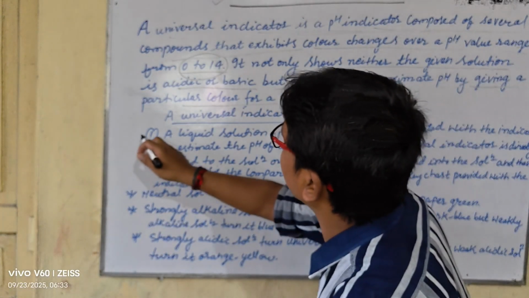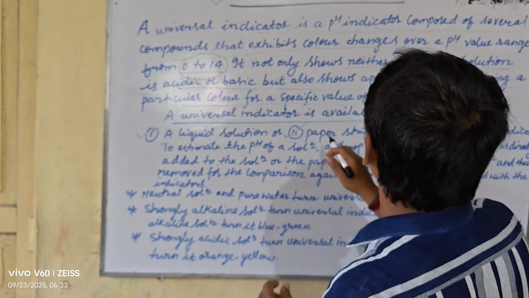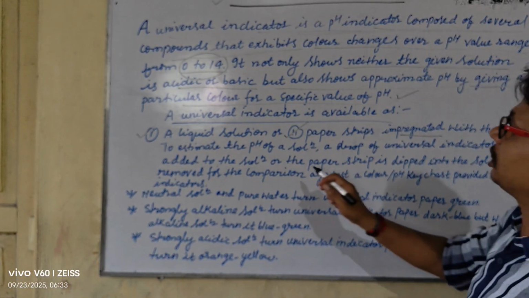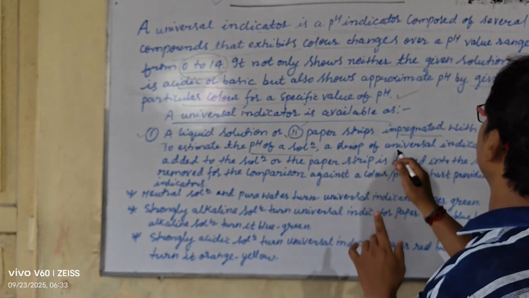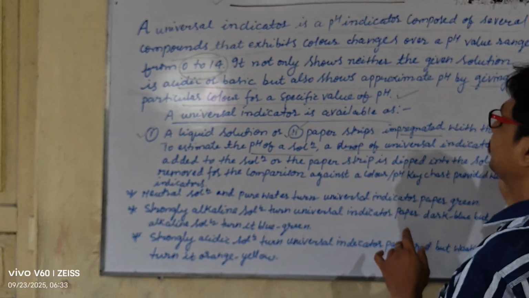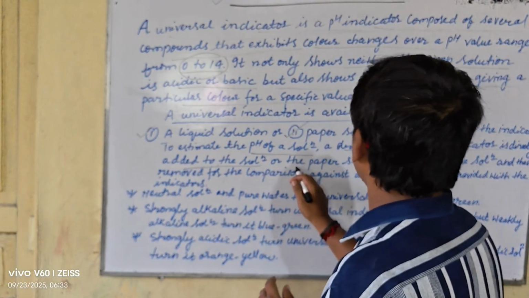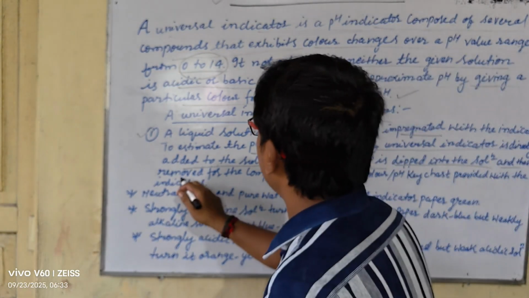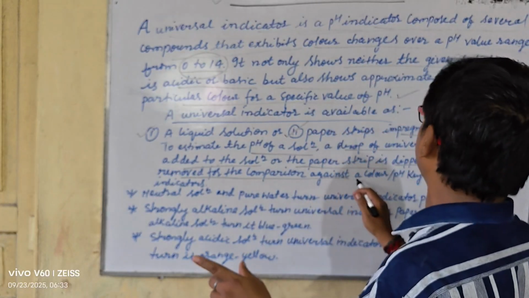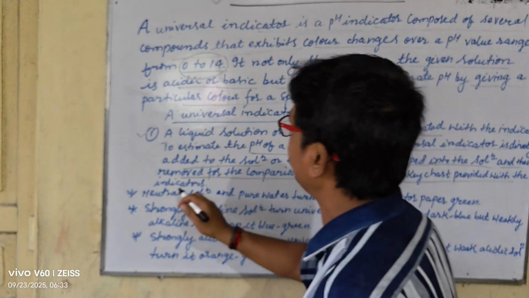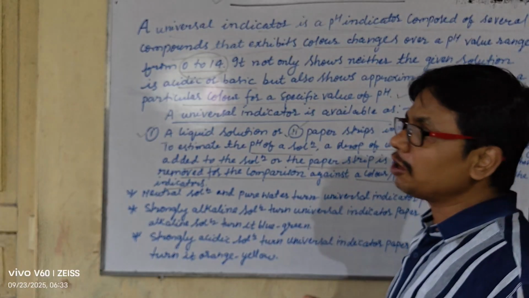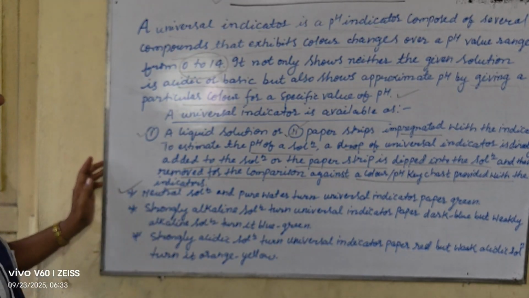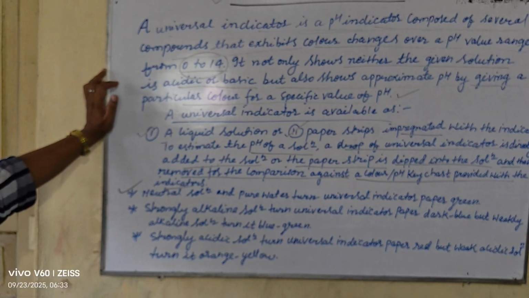A universal indicator may be in the form of a liquid or a paper impregnated, meaning made with the indicator. To estimate the pH of a solution, a drop of universal indicator is directly added to the solution, or the paper strip is dipped into the solution and then removed for comparison against a color pH chart as provided with the indicator.